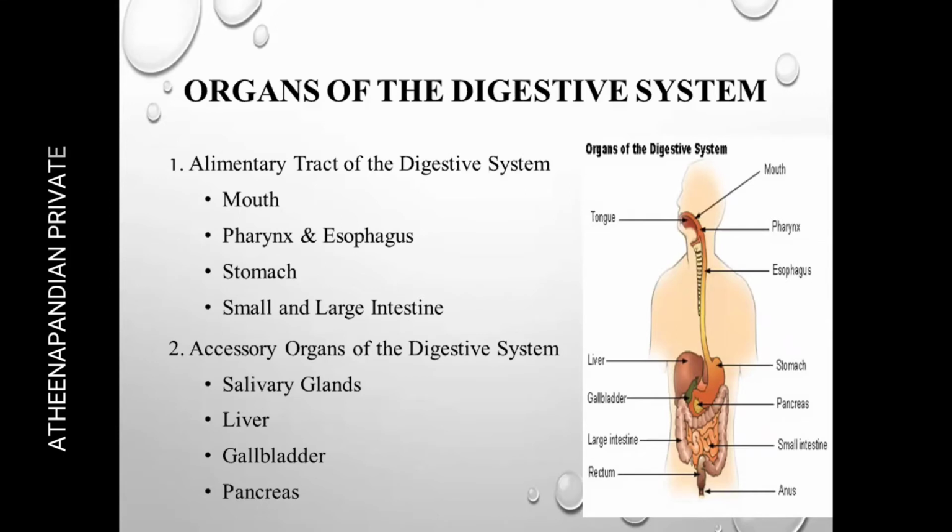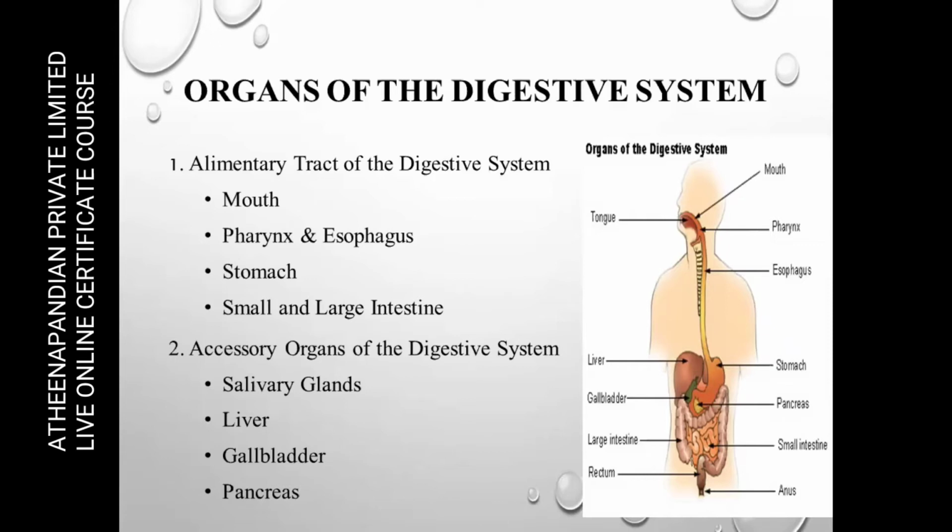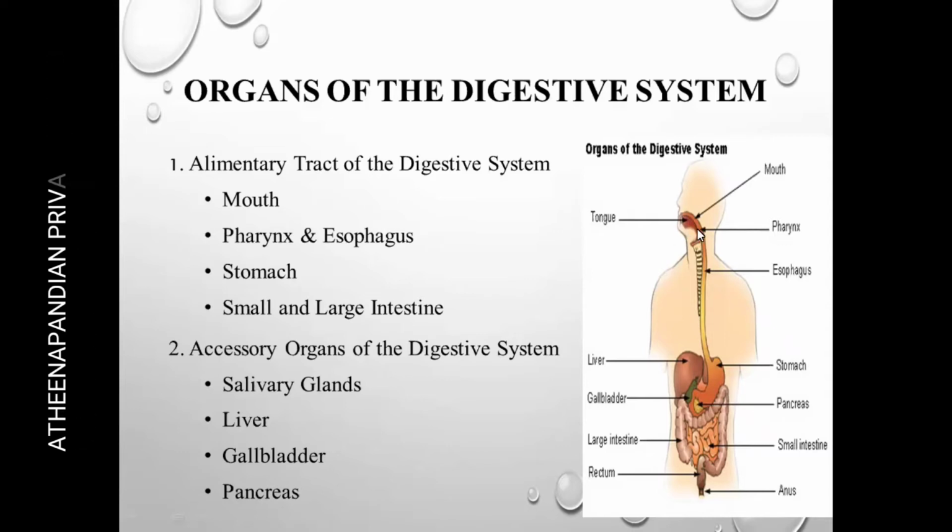The alimentary tract of the digestive system consists of your mouth, pharynx, and esophagus, then stomach, small intestine, and large intestine. You can see the diagram. Your oral cavity, which we call the mouth, has the tongue and teeth. Then we have some salivary glands in the mouth. Then it is followed by the pharynx, and then the esophagus.